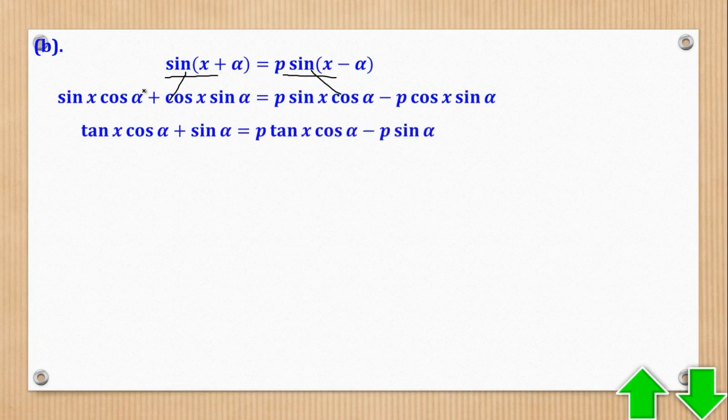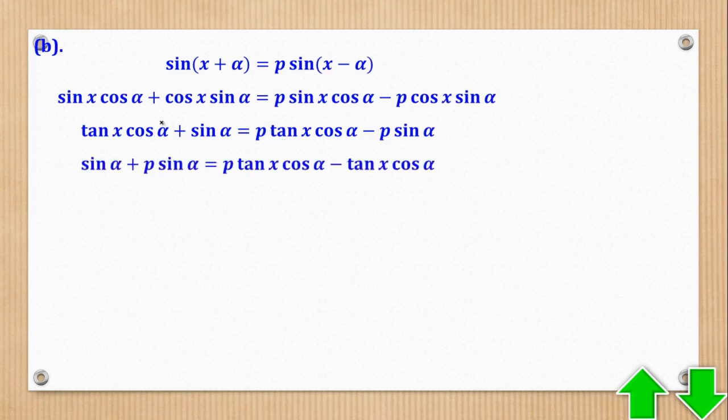Then we shall divide throughout by cos x. So this by cos x gives you tan x cos alpha. Here the cos cancels away, you remain with sin alpha. Here it gives you tan x, there is p, there is cos alpha. Here the cos cancels out, you remain with p sin alpha. Then you rearrange, put the tan x alone, so take this one this side and bring this one this side to come up with this.